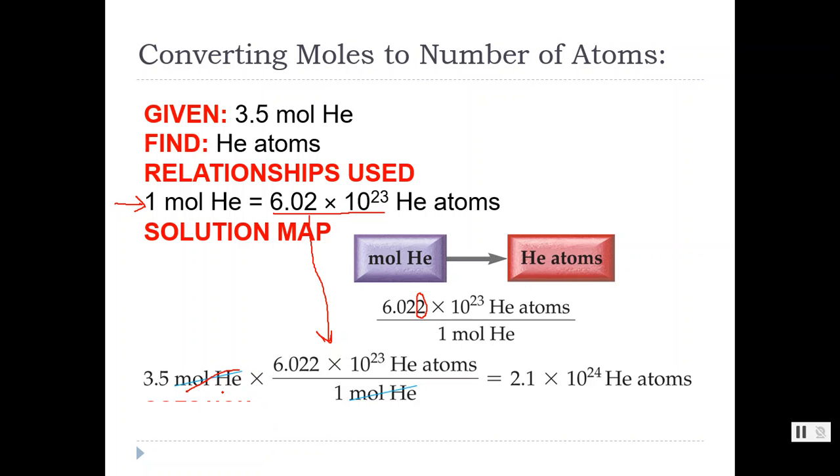So those mole units cancel, and so in your scientific calculator, you would do 3.5 times 6.02 times 10 to the 23rd. However, you enter that into your scientific calculator. And the answer you should get is 2.1 times 10 to the 24 helium atoms.